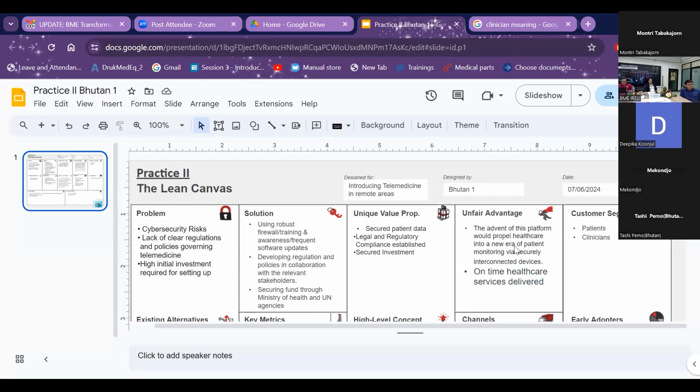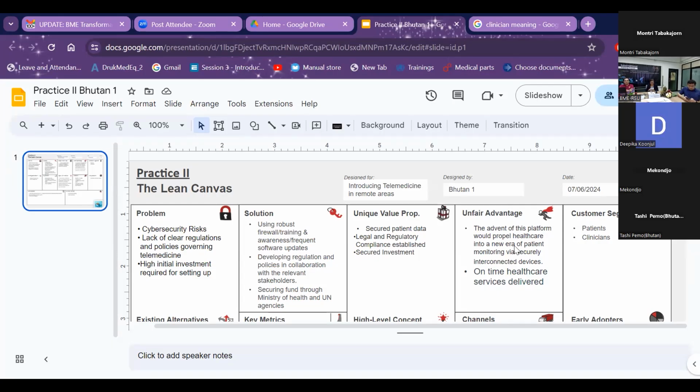I have extracted 3 weaknesses and threats from our SWOT analysis. The problems are cybersecurity risks. Second one is lack of clear regulation and policies governing telemedicine in Bhutan. Currently, apparently, there are no such policies regarding telemedicine. And third one is high initial investment required for setting up.